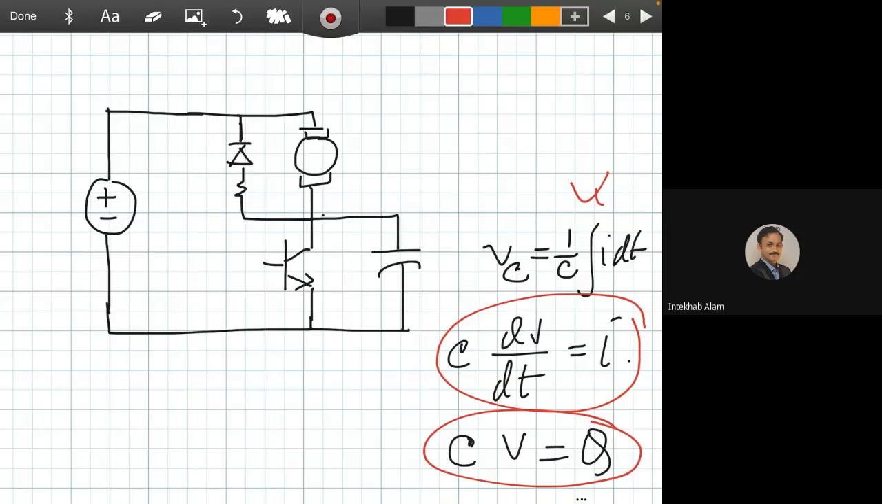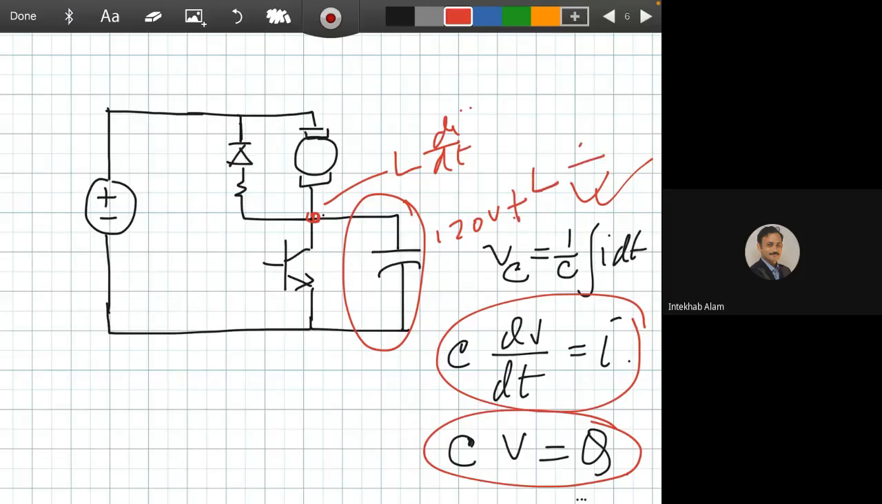So what will happen? Whenever we switch off this BJT, the voltage will rise in this capacitor, and you will find this voltage is 120 volt. The switch is off. And if there is an inductive drop, then this voltage will add L di/dt. So the total voltage will become 120 volt plus L di/dt across this capacitor. Up to this point, do you agree? Is it okay with you? Do you understand?